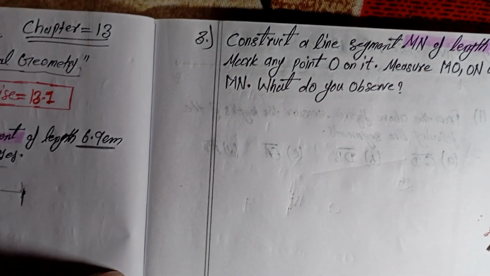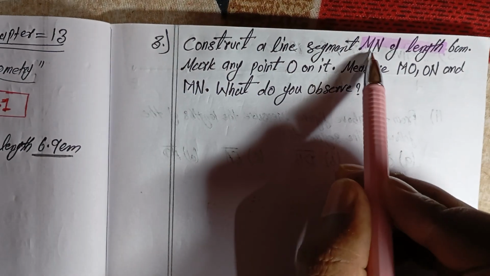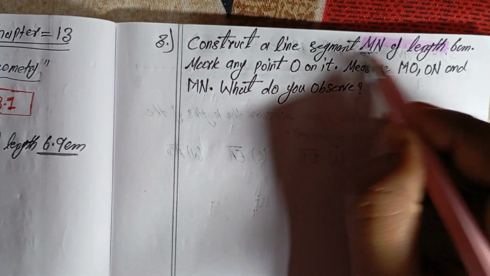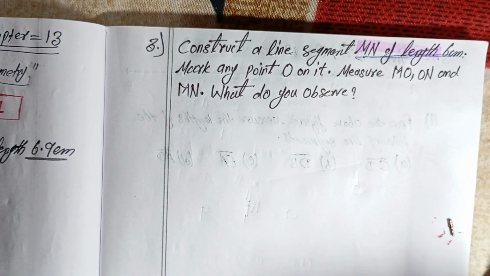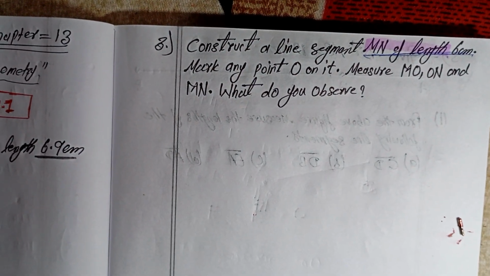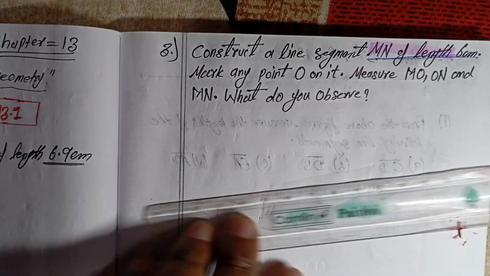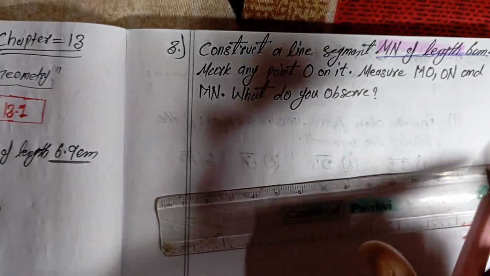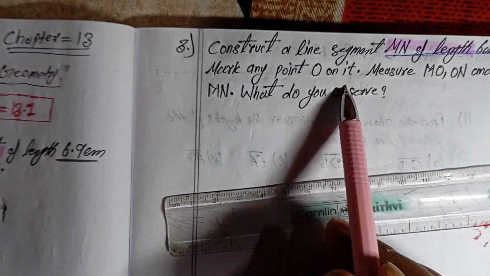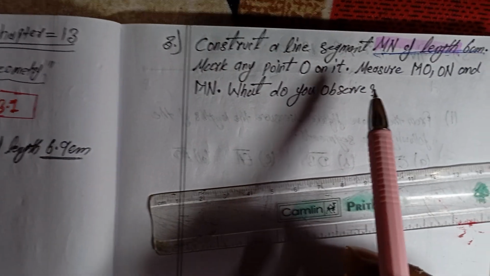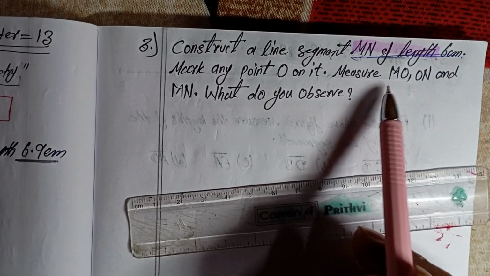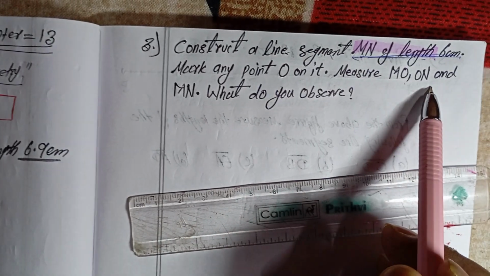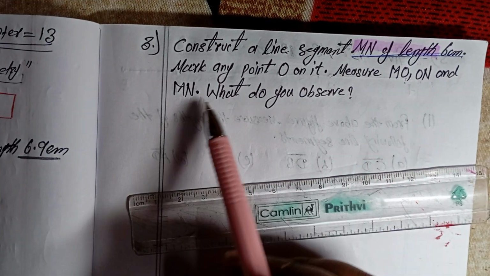Like that only. So here it is telling: construct a line segment MN of length 6 centimeter. We have to create a line segment of 6 centimeter. Make any point O on it, and measure MO, ON and MN. What do you observe?